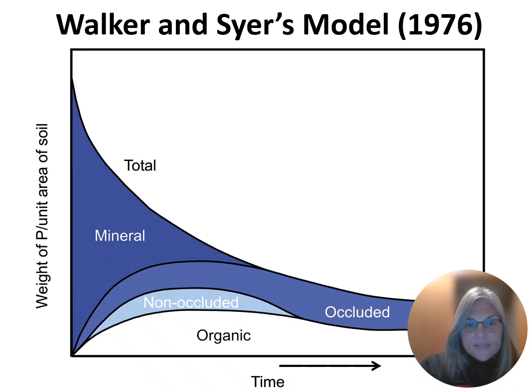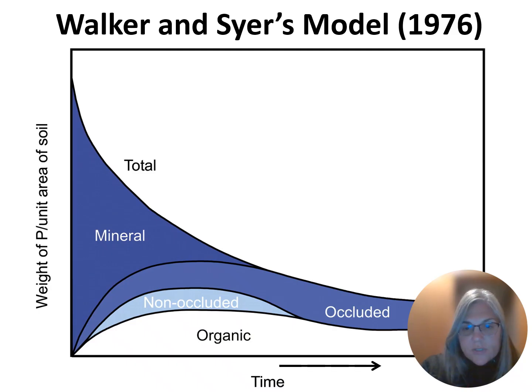If you look at the top line on the graph, younger soils or younger ecosystems are going to have more phosphorus, and then the phosphorus availability in that system declines over time. That's through losses from leaching, but also through less inputs over time. Also, this diagram shows different forms of phosphorus.